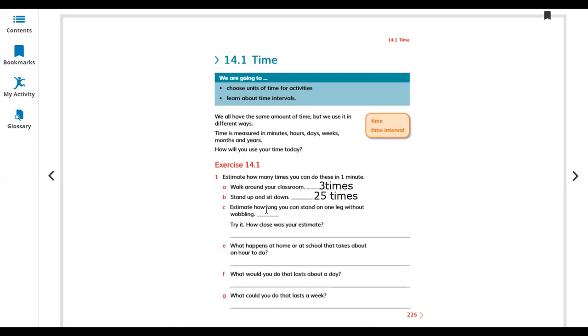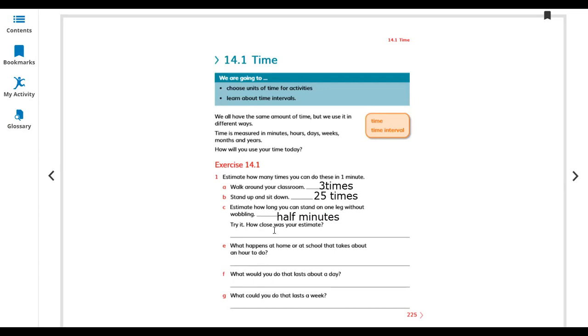Like this, estimate how long you can stand on one leg without wobbling, not moving a lot. How long can you stay on one leg? Maybe half a minute. After this, you can't stand anymore. You can fall down. So half a minute is enough. Maybe you can complete 1 minute. If you can, write 1 minute. How long can you stand on one leg, half a minute or 1 minute?